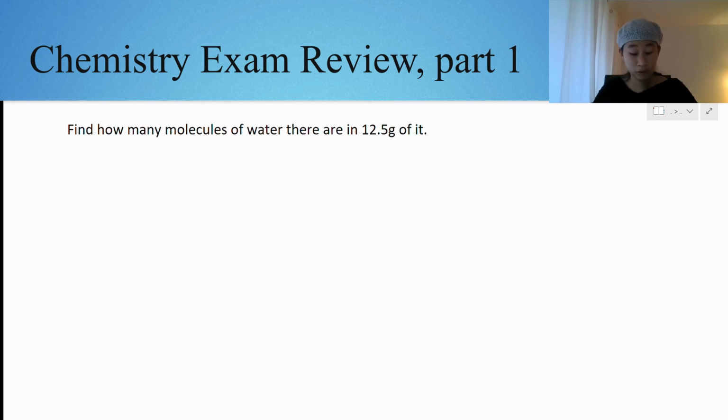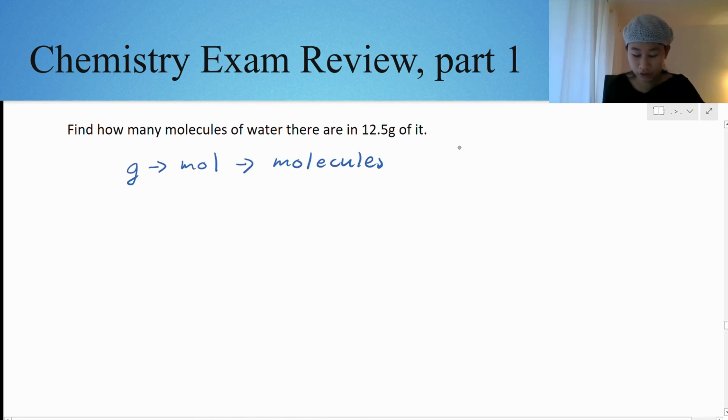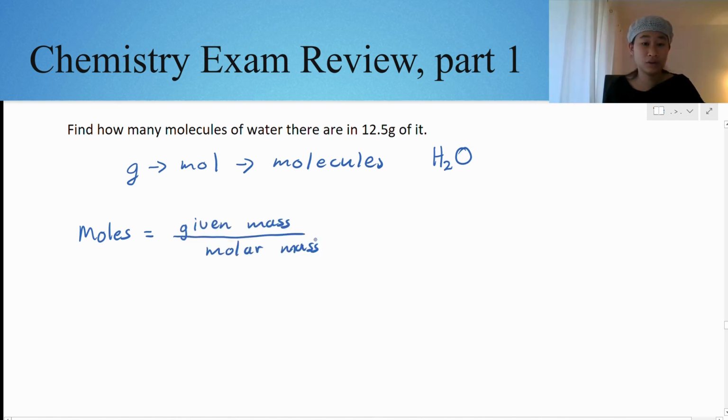Find how many molecules of water there are in 12.5 grams of it. So we know that we need to go from grams to moles to molecules. We're talking about water, which has the formula H2O. We start with grams, and we need to convert to moles. The number of moles is going to be equal to the given mass divided by the molar mass, or we could also say it's the given mass times the conversion factor.